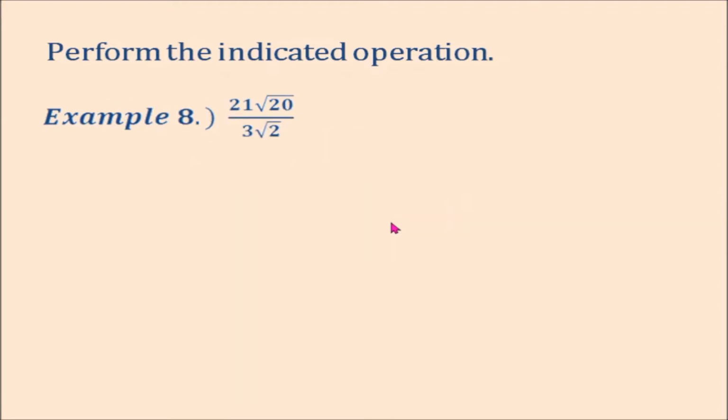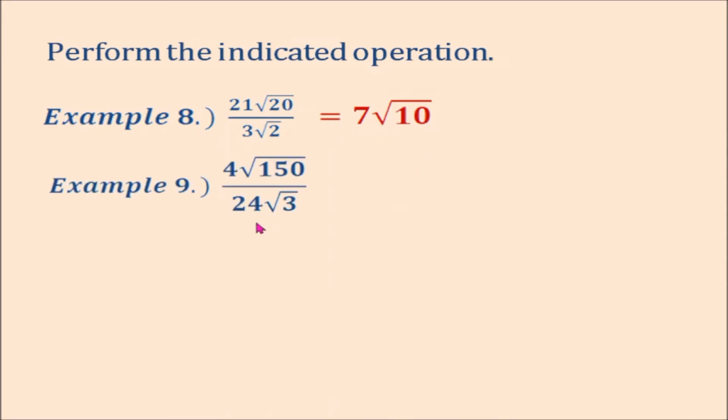Example number 8. 21 square root of 20 divided by 3 square root of 2. So since the indices again are the same, we can divide the radicands and also we can divide the coefficients. So 21 divided by 3 is 7, and square root of 20 divided by square root of 2 is square root of 10. So our answer is 7 square root of 10.